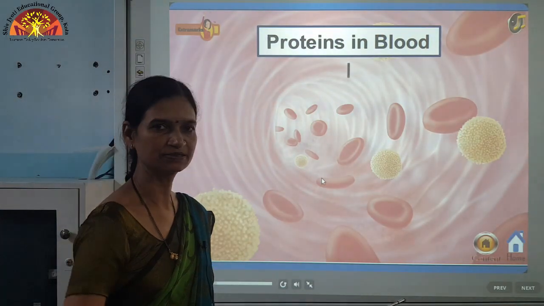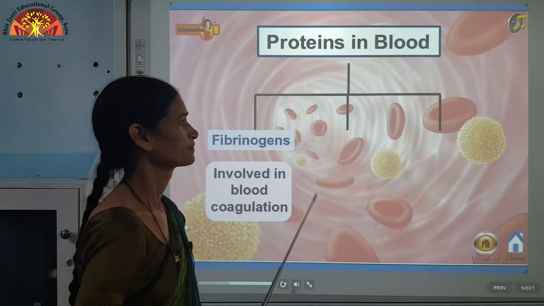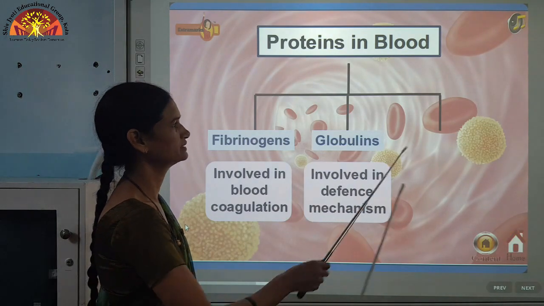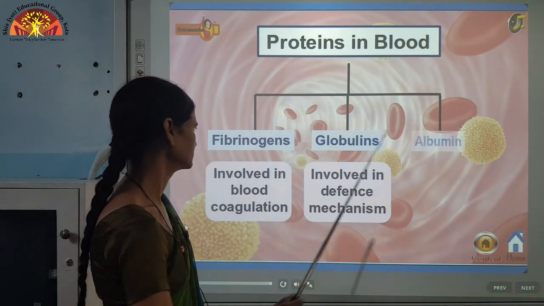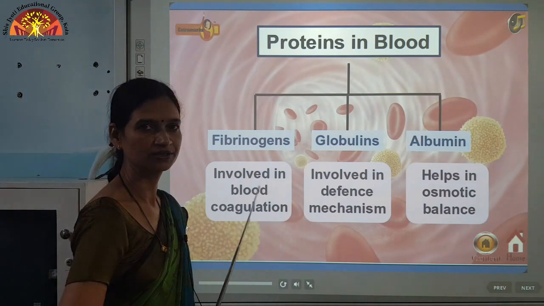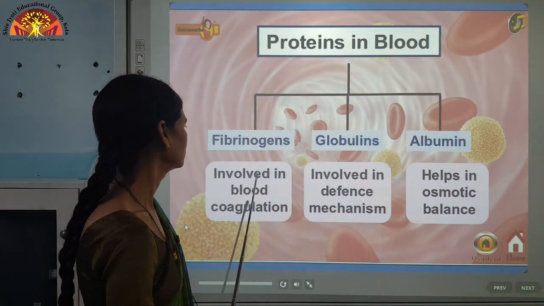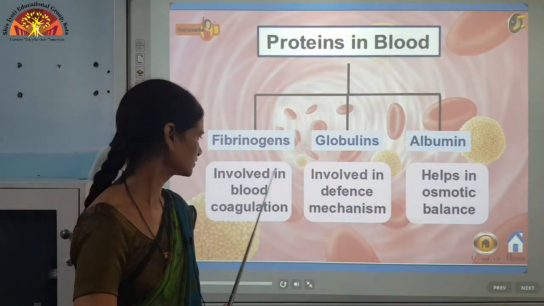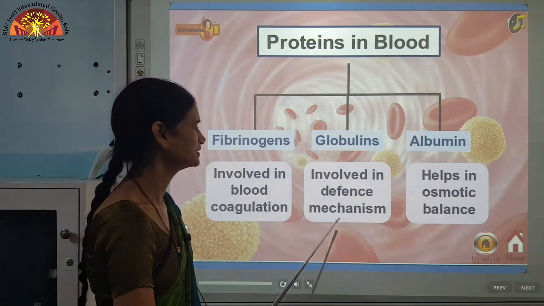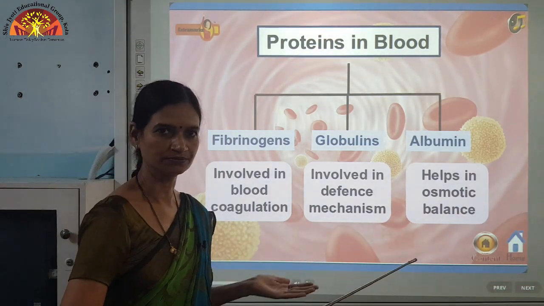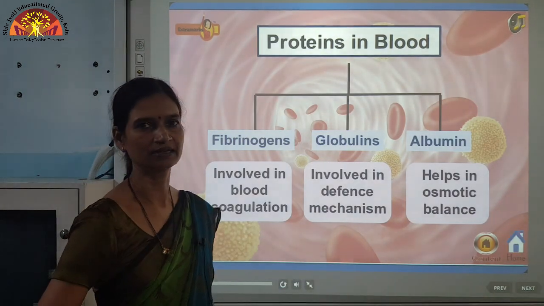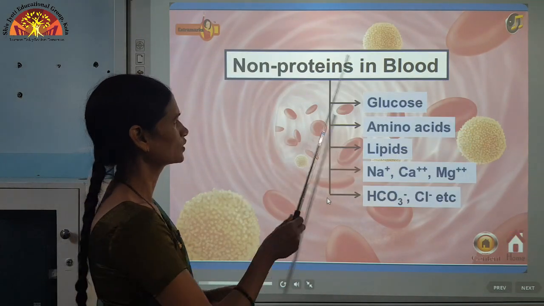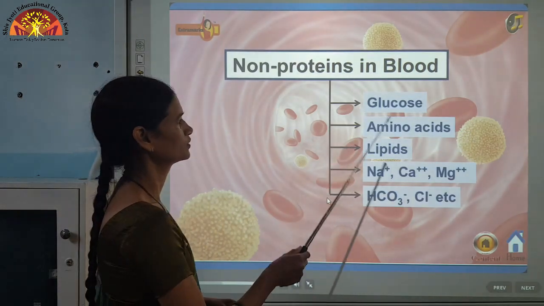Now there are various proteins present in our blood. जैसे अभी हमने बात किया था about the plasma. तो plasma of our blood contains three kinds of proteins: fibrinogens, globulins and albumins. Now fibrinogen का function important है, you should remember, involved in blood coagulation. Globulins are involved in defense mechanism. Blood coagulation and clotting is same thing. Defense mechanism means fighting against the germs, and albumin helps in osmotic balance, means salt and water का balance body में बनाने में ये help करते हैं. Some non-protein structures are also present, like glucose, amino acid, lipids.